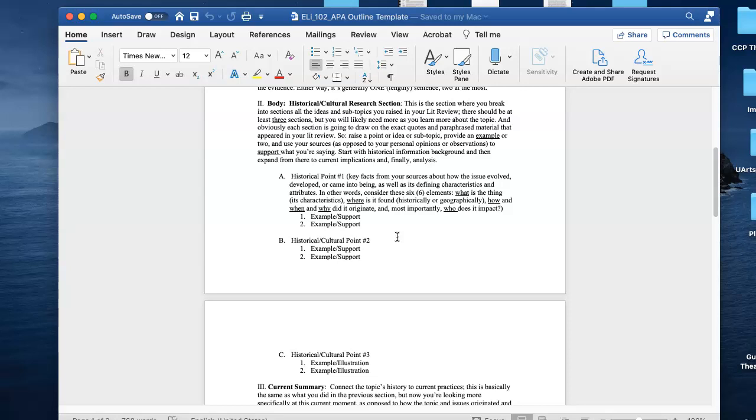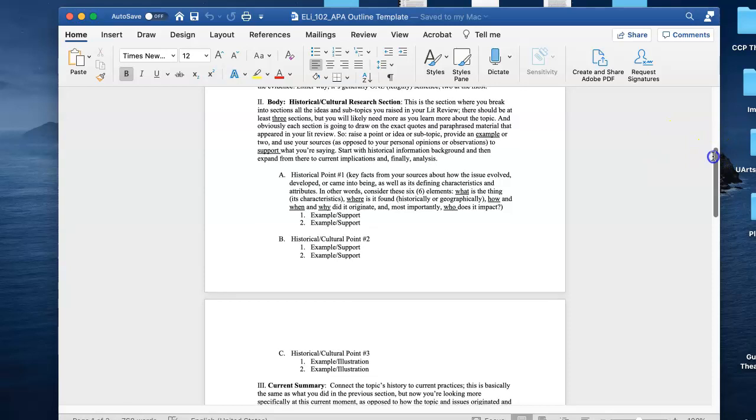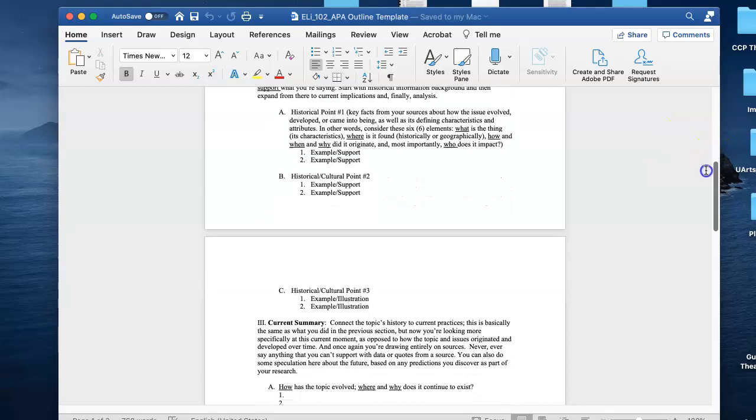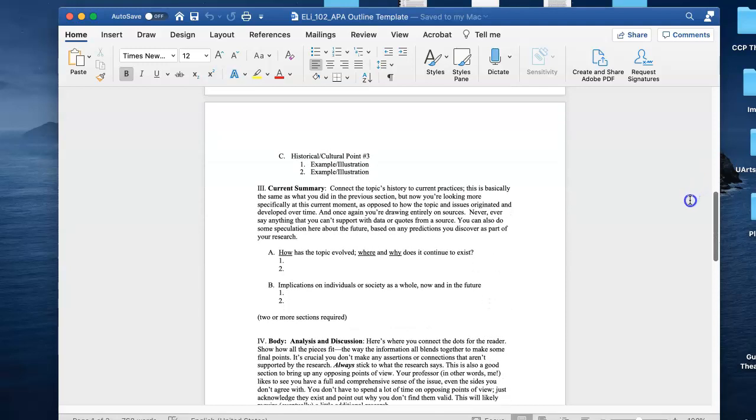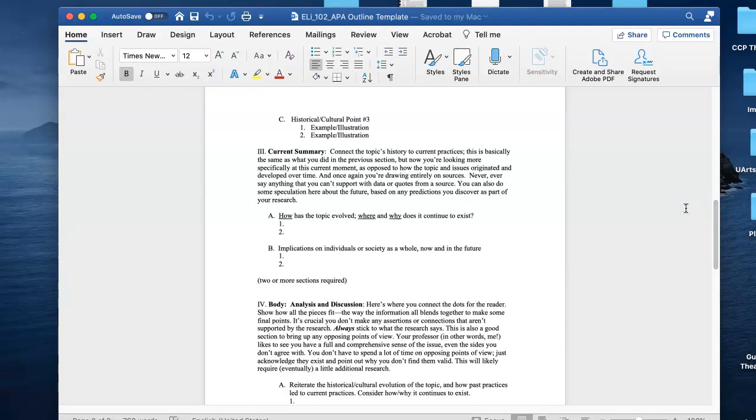Assertion, example, support. If the only way you can support something is that your aunt said it's true, then you know you're headed in the wrong direction. It can only be supported by things that come from your sources. So you'll talk about things historically in this section, historical cultural point number 2, historical cultural point number 3. And then from there, I'm sort of moving it more into the present.